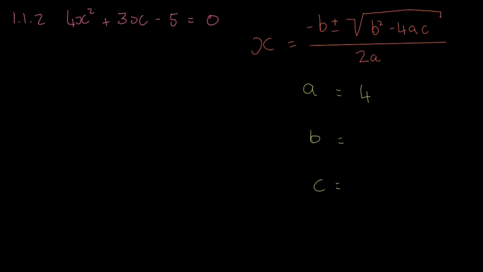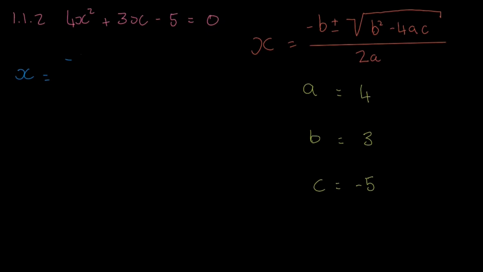B is going to be positive 3, because that is the value behind the x variable. And c is going to be negative 5, because negative 5 is the value of the constant. From here we just need to plug this into our equation, where x is going to be equal to negative b. So what is b?